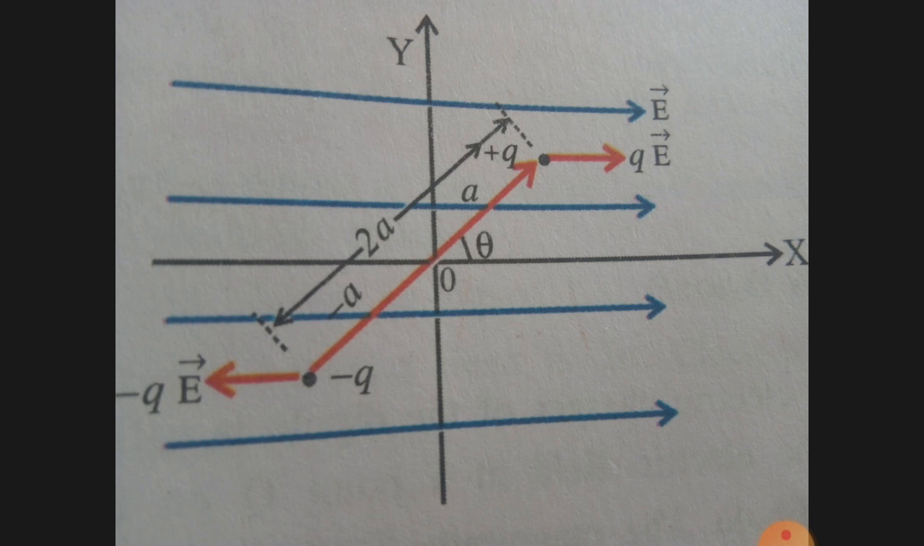Hence in the final answer we get vector tau equal to p cross E vector. Again I repeat, vector tau equals small p vector cross product vector E capital, and the magnitude will be tau without arrow equal to pE sin theta.